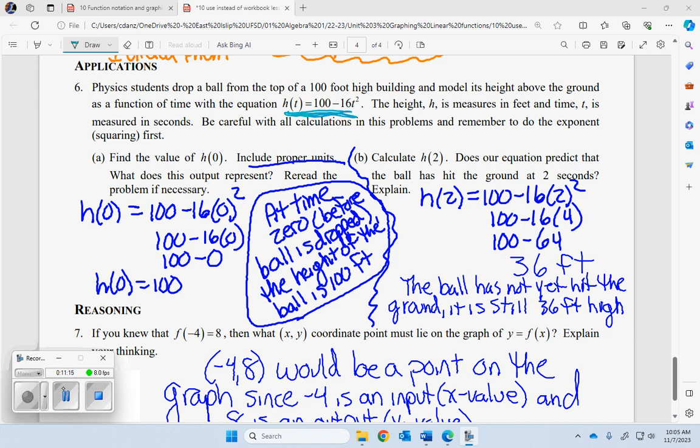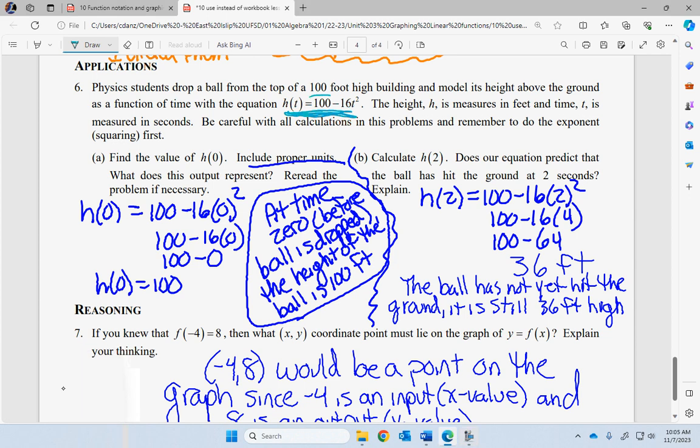So this is kind of like a science experiment. They're dropping a ball from a height of 100 feet. So that's how come this rule makes sense. We're starting at 100 feet and then it's losing height. It's losing 16 for every second squared, right? So just plug in a 0 for this first one and you wind up getting 100. That really makes complete sense.